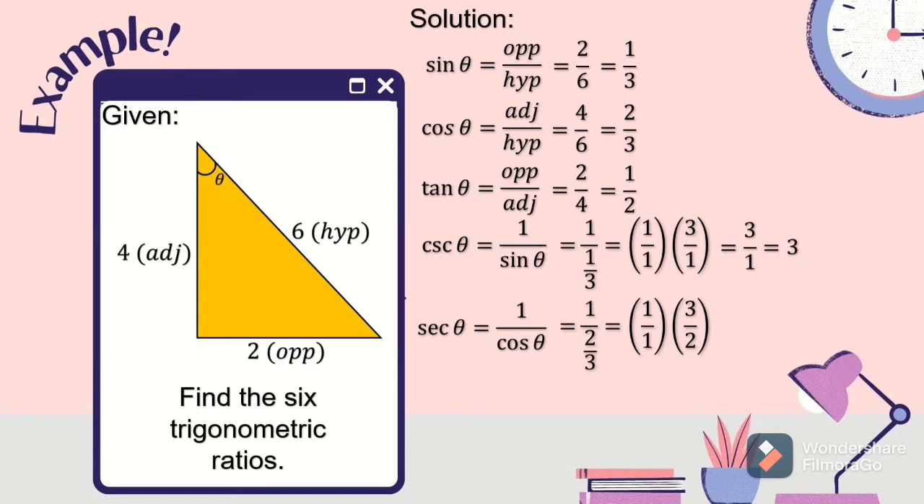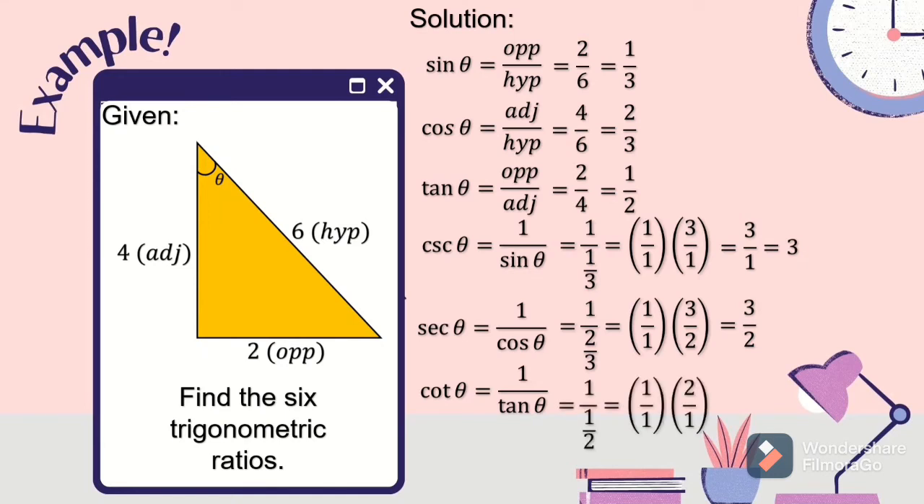1 times 2 is 2. So that will be 3/2. Our secant theta is 3 over 2. For cotangent theta, that is 1 over tangent theta. Our tangent theta is 1/2. So that will be 1 over 1/2.